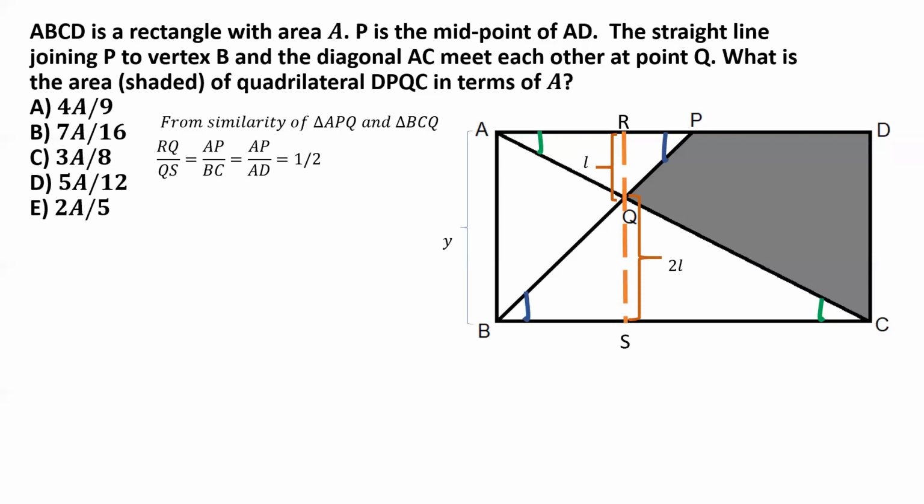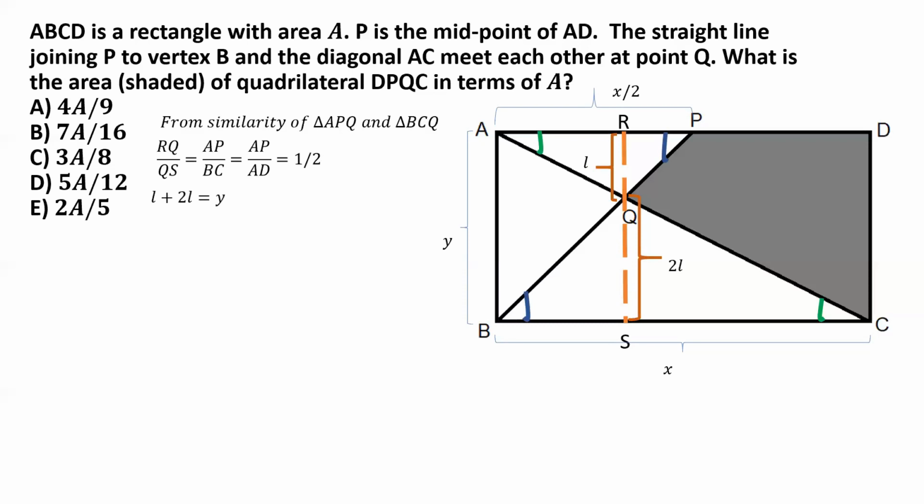Let's consider the height of the rectangle AB to be equal to Y, and the width of the rectangle, let's call that X. So BC is equal to X. That will make AP equal to X by 2, because AD will be equal to BC, and since BC is denoted by X, AD will also be X, and P being the midpoint of AD, AP will be half of AD, and since AD is X, AP will be equal to X by 2. So that's pretty simple.